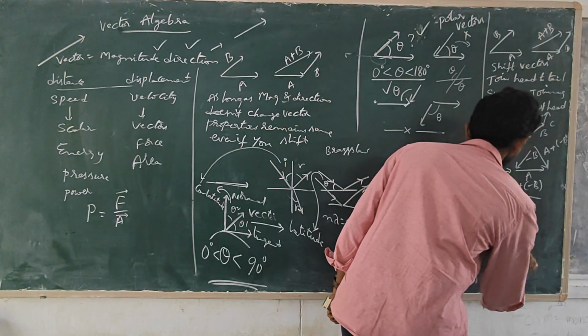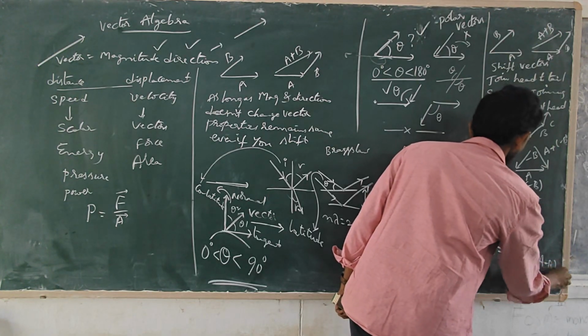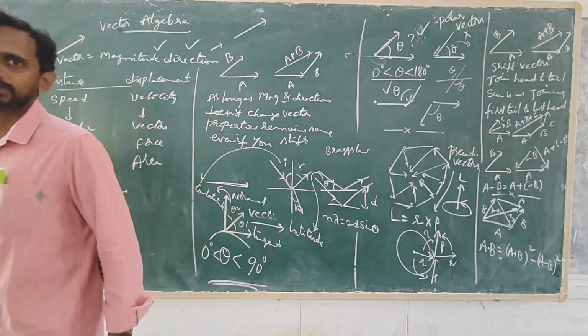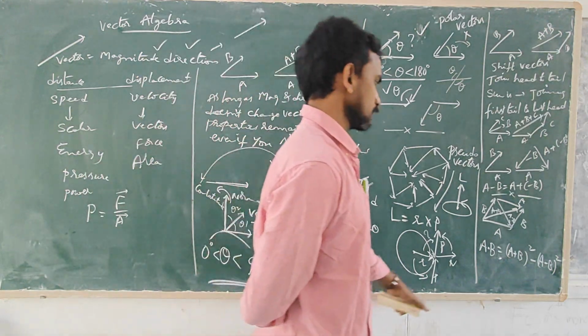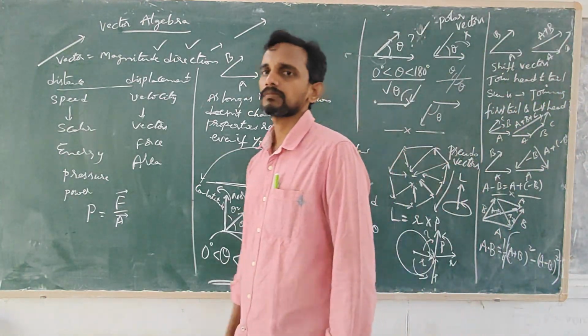So if I take a plus b whole square minus a minus b whole square, what do I get? a square plus b square plus 2ab, minus a square plus b square minus 2ab. We get 4 times ab. So if you multiply this by 1 by 4, we get a dot b. The dot product of 2 vectors can be calculated from the parallelogram law.